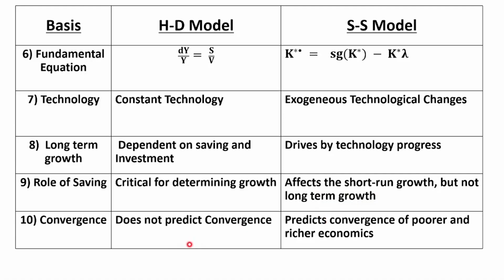And the last one is under the HD model, it does not predict convergence, whereas the SS model predicts convergence of poorer and richer economies. So that's it.